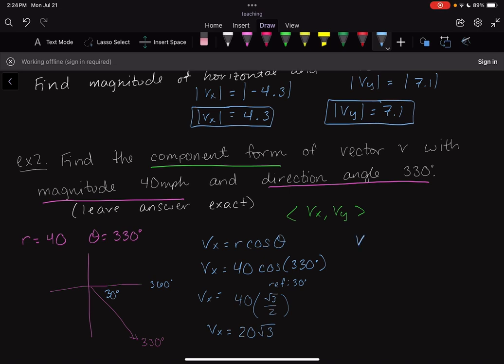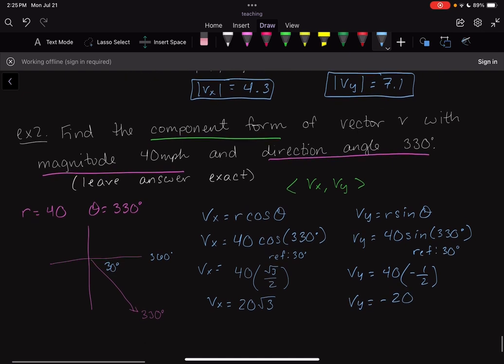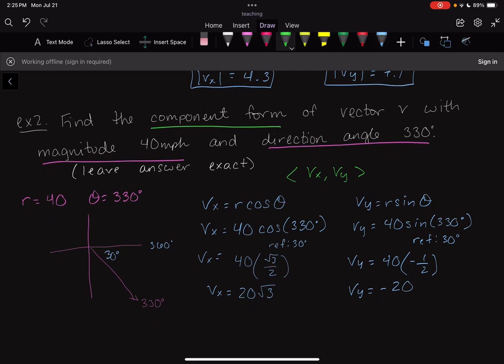Next, I'm going to get my Vy. Again, my reference is 30. Sine of 30 is going to be 1 over 2. Be careful though, we're in quadrant 4. Sine is negative there. So my Vy is going to give me negative 20. But I'm not done because I need to actually write it in the component form. So that's going to be 20 root 3, comma, negative 20.